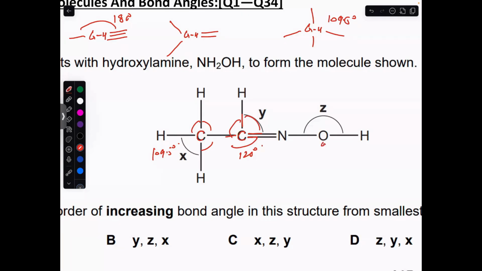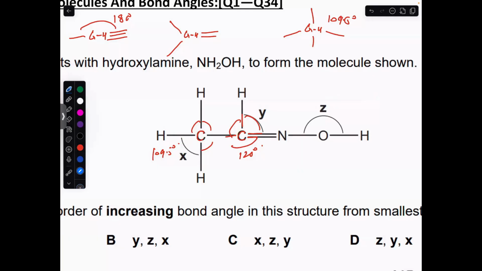Oxygen, group 6. 1, 2, 3, 4, 5, 6. 2 lone, 2 shared. AB2E2. In this, the angle is how much? 104.5. Do you get this? How will you do this last one? Once more.